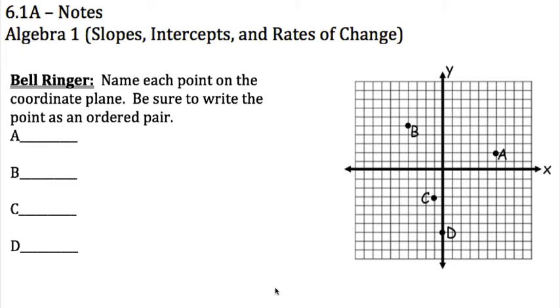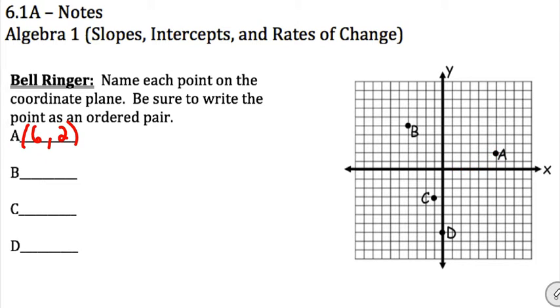So here we go. We want to label these points using the coordinate pair. So A, if I look at point A, here's point A. So right here, if I'm going from the center, count them off. It's 1, 2, 3, 4, 5, 6 to the right. So that means my x coordinate is 6. And then I go up 1, 2, so my y coordinate is 2.